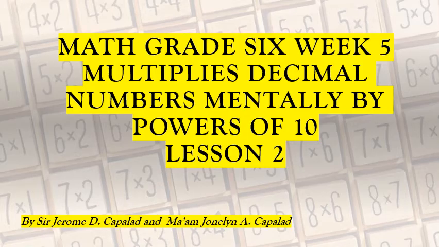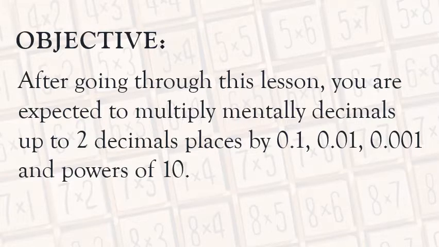Math Grade 6 Week 5. Multiplies decimal numbers mentally by powers of 10. Lesson 2. Objective. After going through this lesson, you are expected to multiply mentally decimals up to 2 decimal places by 1/10ths, 100ths, and 1,000ths in powers of 10.